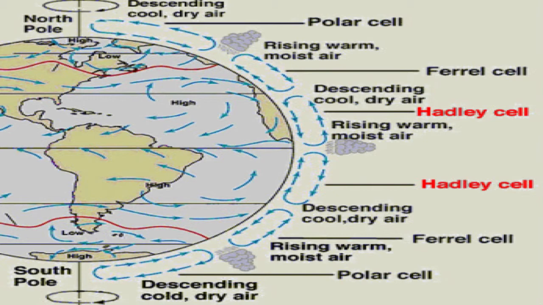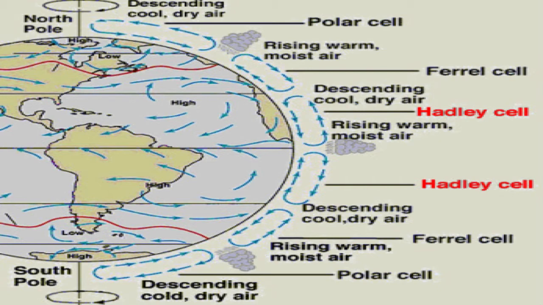Next, we're going to talk about why and where air rises and descends. On this image, you see you have descending air at the top near the poles and at the bottom near the poles. Then you come in a little bit and you get rising air, and then in the middle you get descending air.